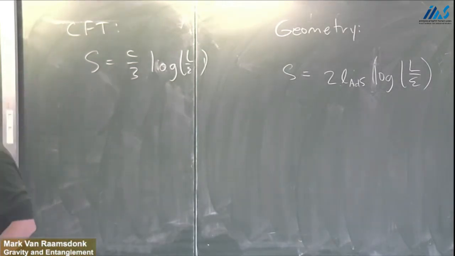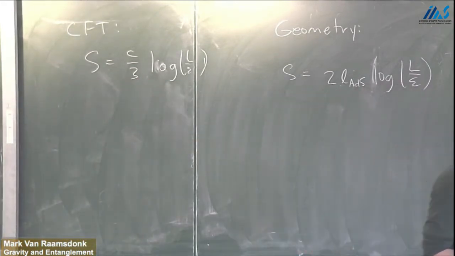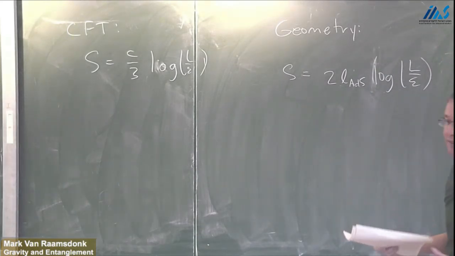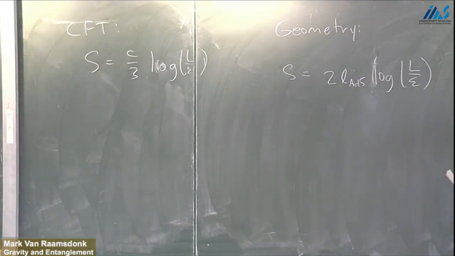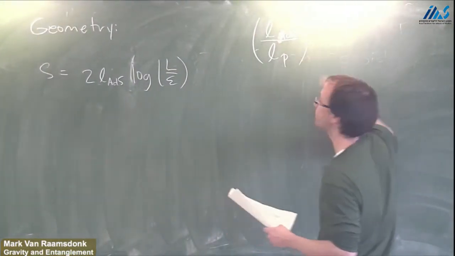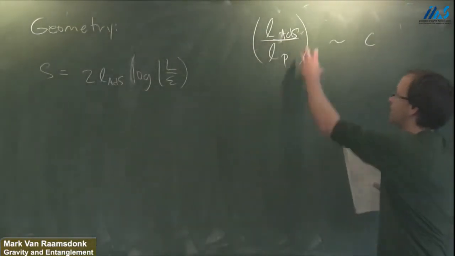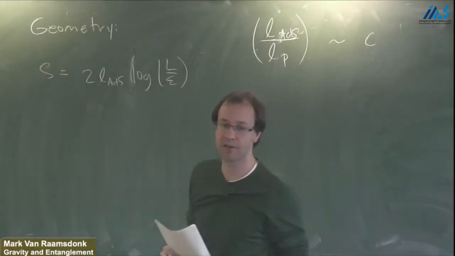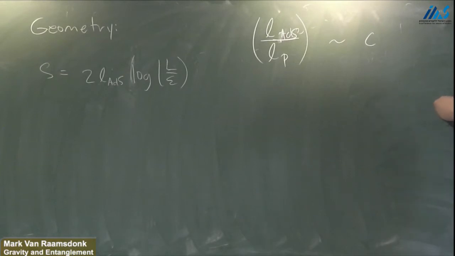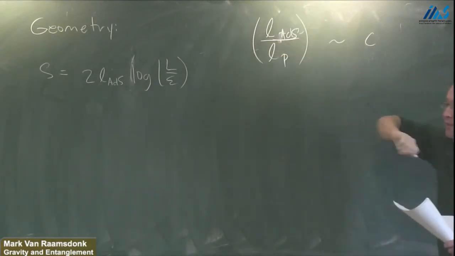Now, if you remember, in the gravity theory, there's a scale, which is the Planck scale. And we had a connection between that, the ratio L_AdS over L_Planck, which should be large if we want to have a classical limit of the gravity theory. That was associated with the central charge of the conformal field theory. And the power here in the two-dimensional case is just 1.